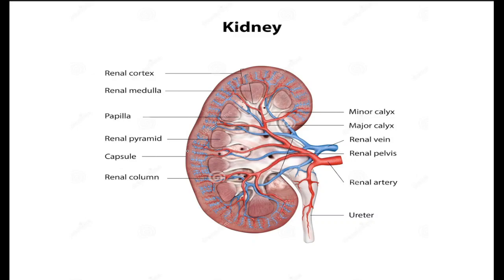See over here, this outer part is known as the renal cortex. These triangle pyramids are the medullary pyramids, and this is the medullary part of the kidney. This one is the major calyx. This major calyx is again divided into 6 to 7 minor calyces. This one is the renal pelvis and finally the ureter.